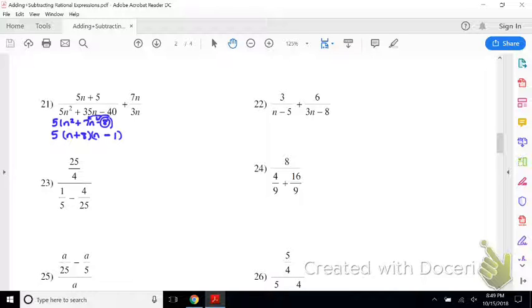And then check the second one. The second one doesn't have a plus or minus sign in it. So just check. Can you do anything with a 3? No. Can you do anything with n? No. So its denominator is just going to be 3n. You can't break it down anymore.